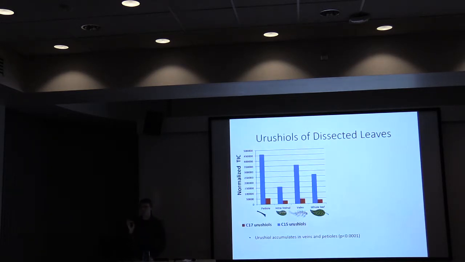However, as I was doing some of this work, I was looking at some of my raw data and just noticed some interesting trends within that. So this is the same graph where total urushiols is the y-axis and the tissue type on the x, but for just one of the accessions. I did five accessions in total. This is just showing the data for one of them. And you can see that C15 urushiols are much higher than the C17 urushiols.